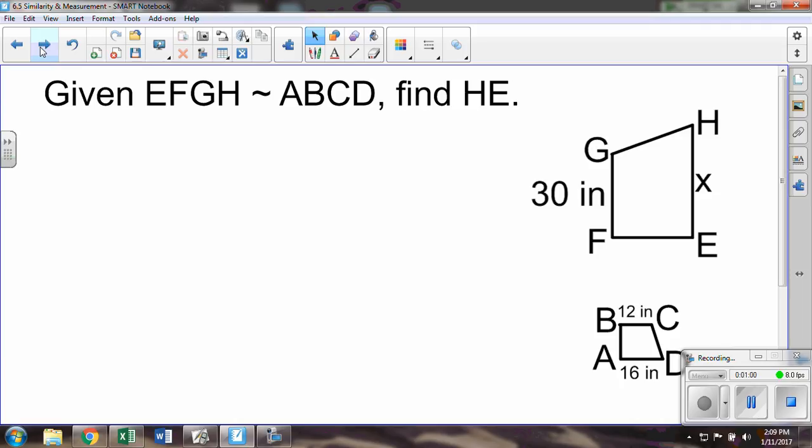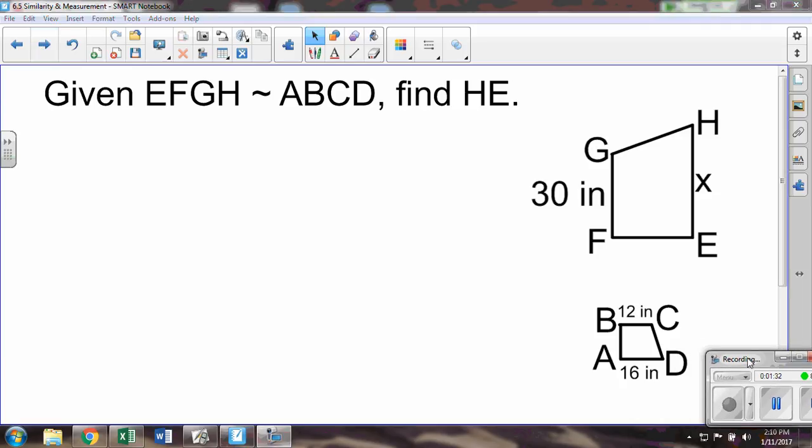All right, so here's our first piece. Given that this quadrilateral EFGH is similar to quadrilateral ABCD, find the length HE. Well, of course, this entire thing is about setting up a proportion. And in order to set up a proportion, you have to make certain that you're identifying the corresponding pairs of sides. Those corresponding pairs of sides we can use to set up a ratio. All right, so how do we do that then?